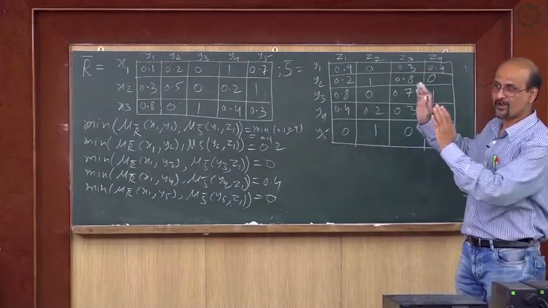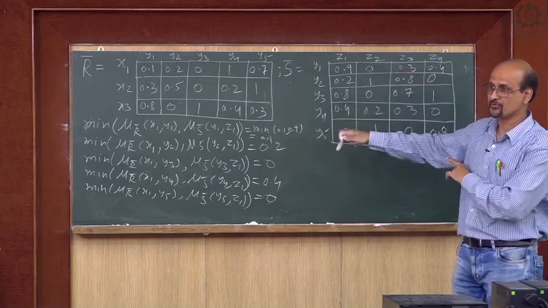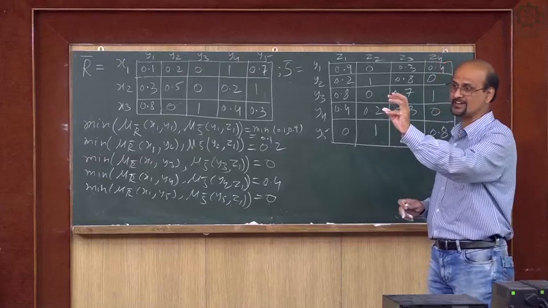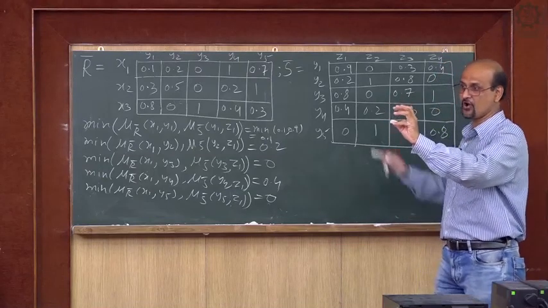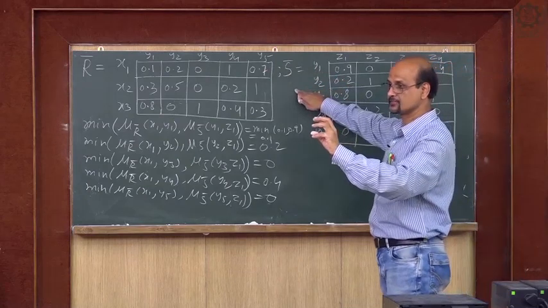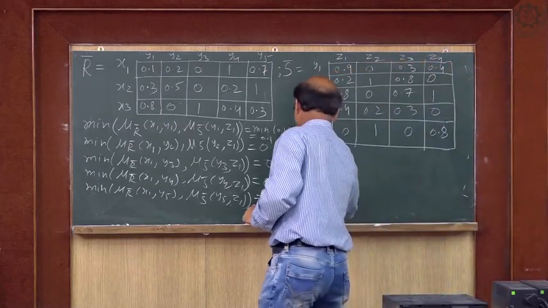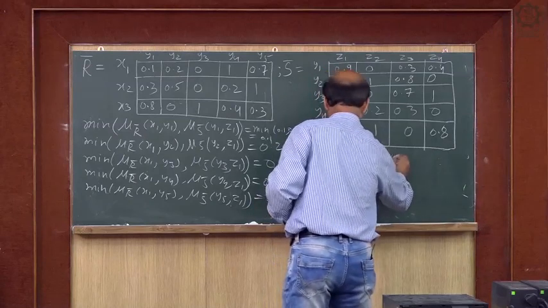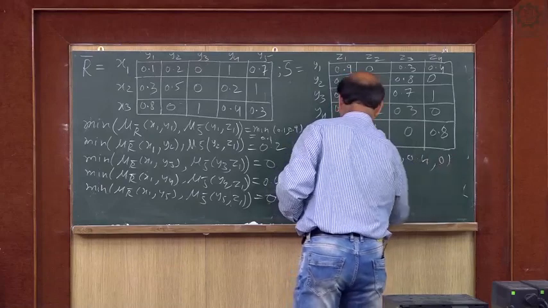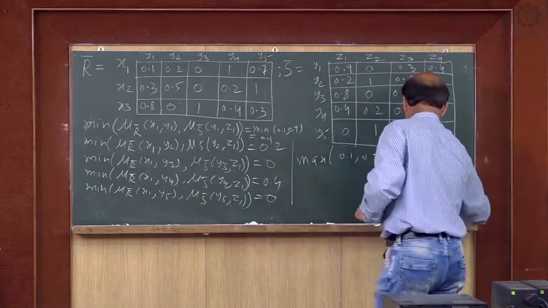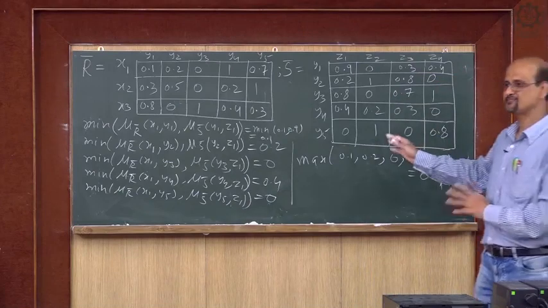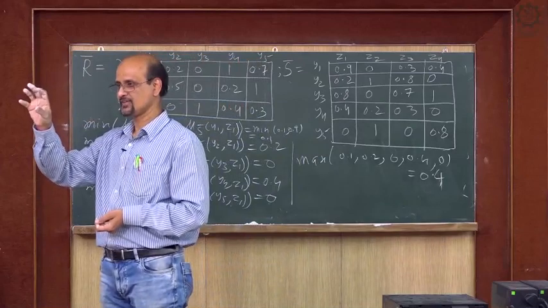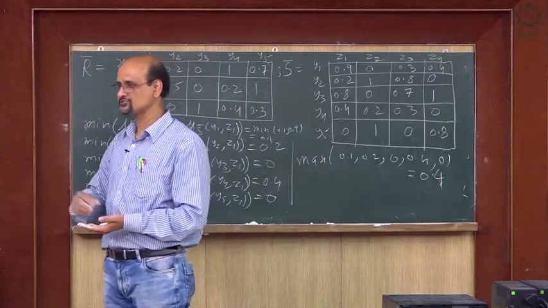Now you have done one portion, meaning you have found the minimum. Now I have to take the maximum of this, then you will get the first entry of that R dot S. So now I take the maximum of 0.1, 0.2, 0, 0.4 and 0, and this is 0.4. That's why it is max-min. So you got the first entry, as in matrix multiplication.